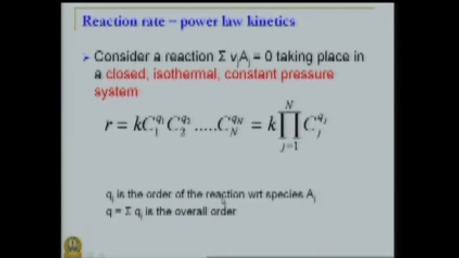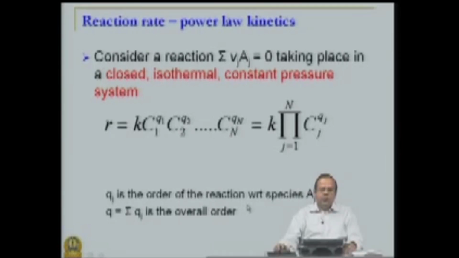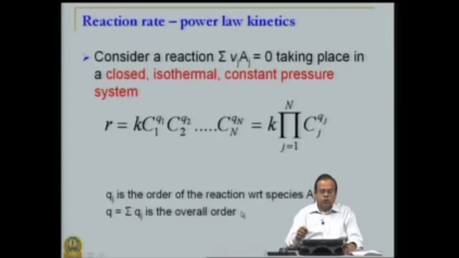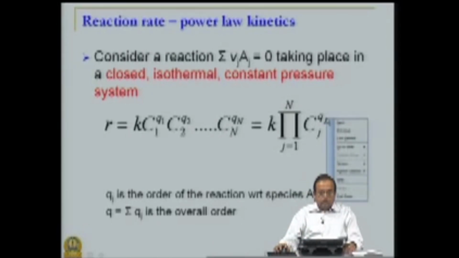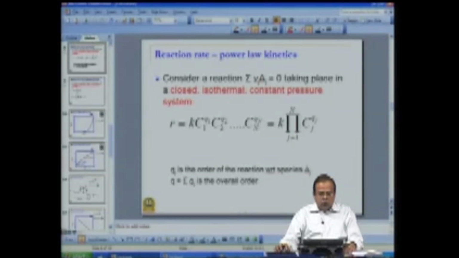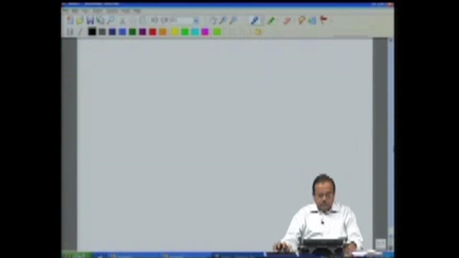Let us take a few examples and see what are the various possible orders. So, what are the values of Q that we can have? Let's take a few examples.